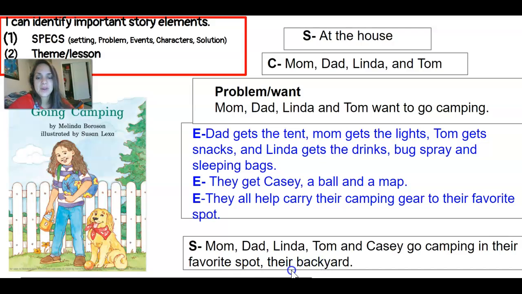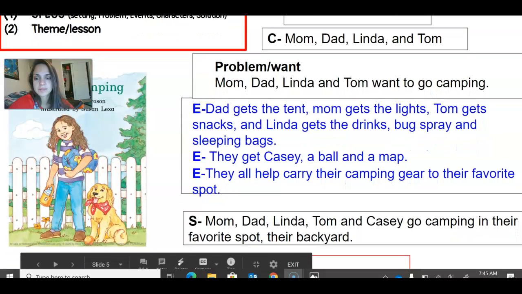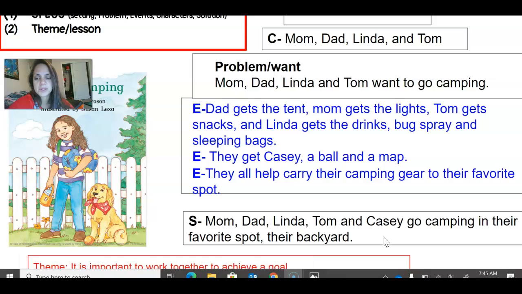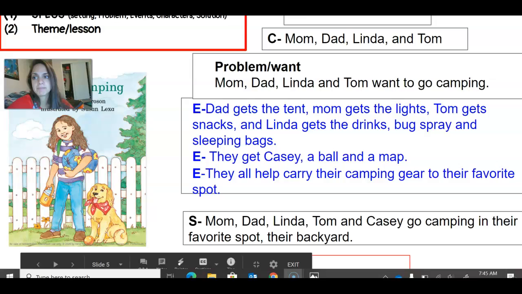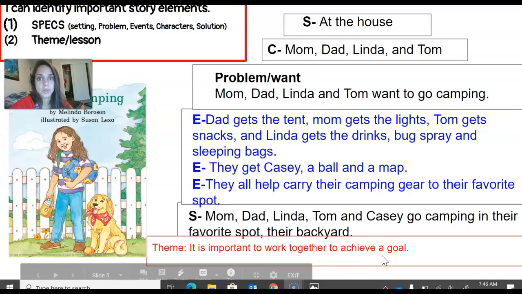So now we want to think, what is the theme? Look at the bottom of this slide. We just have to wait for all the tools to disappear at the bottom. Theme. It is important to work together to achieve a goal. Let's get a better look at that theme. There it is, theme. It is important to work together to achieve a goal.